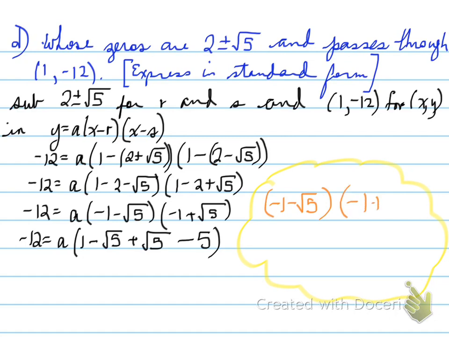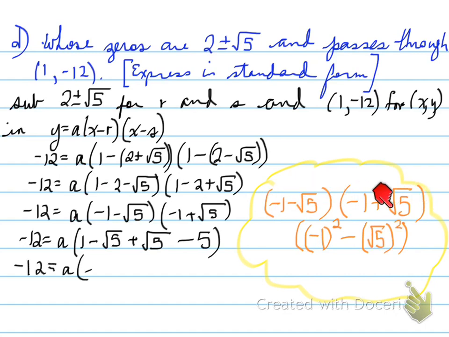Because when you expand it, it looks like, if you notice, a difference of squares. And because it looks like a factored difference of squares, this will allow the middle term to disappear on us. So that we have 1 minus 5, which is -4. -4 gets divided over to the other side, and -12 divided by -4 is just +3. So my A value is +3.